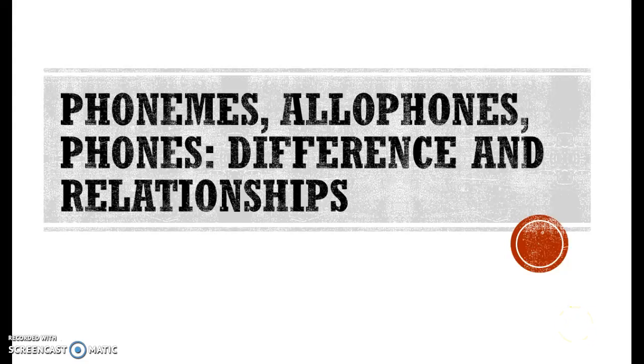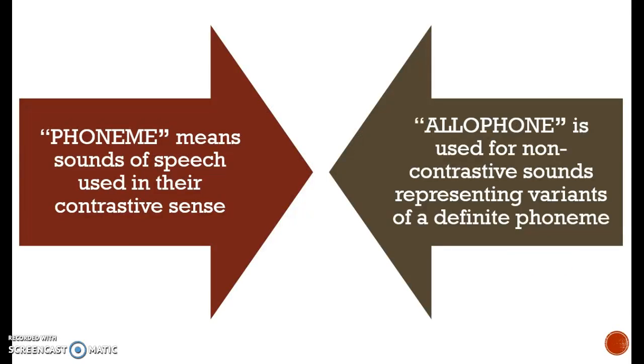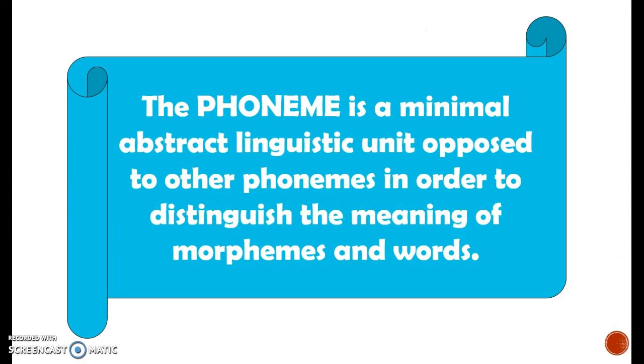Phonemes, allophones, phones: differences and their relationships. In order to tell the difference, linguists use two separate terms, phoneme and allophone. Phoneme means sound of speech used in its contrastive sense. Allophone is used for non-contrastive sounds representing variants of a definite phoneme.